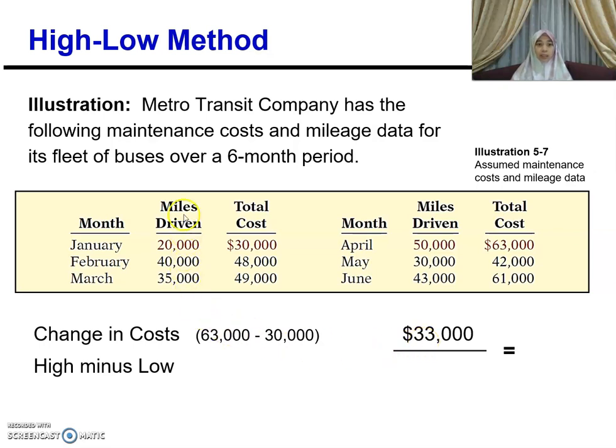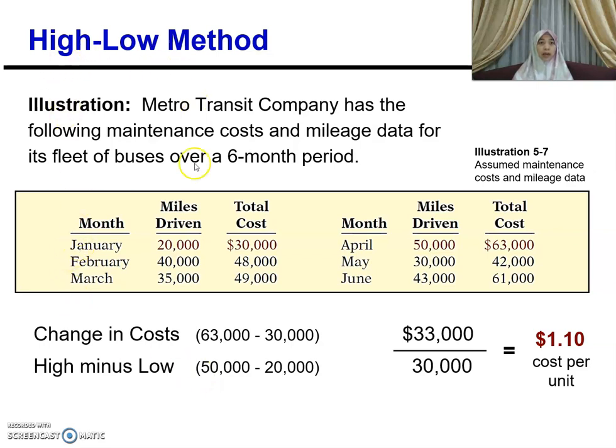What about the changes in the miles driven or the level of activity? So in this case, the highest is 50,000 and the lowest is 20,000. So you will take 50 minus 20 gives you 30. So 33,000 ringgit divided by 30,000 miles driven. So that will give you 1.1. So 1 ringgit and 10 cent cost per unit, or per mile. Okay, that is the first step. You identify the changes, the high-low, the difference between the change in the cost and divided by the miles driven.